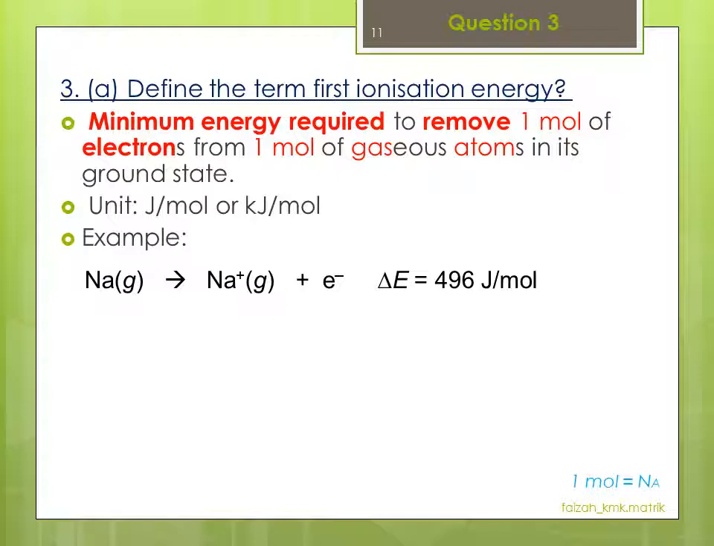Example, 1 mole of sodium atom in gaseous state removes 1 mole of electron to produce 1 mole of sodium ion also in gaseous state. The energy involved for this process is known as first ionization energy.